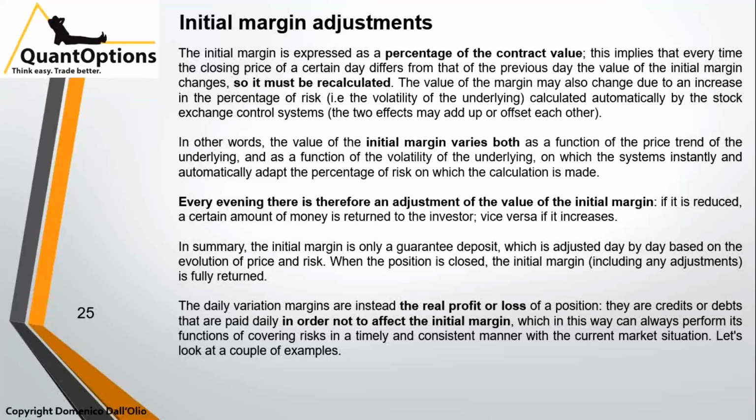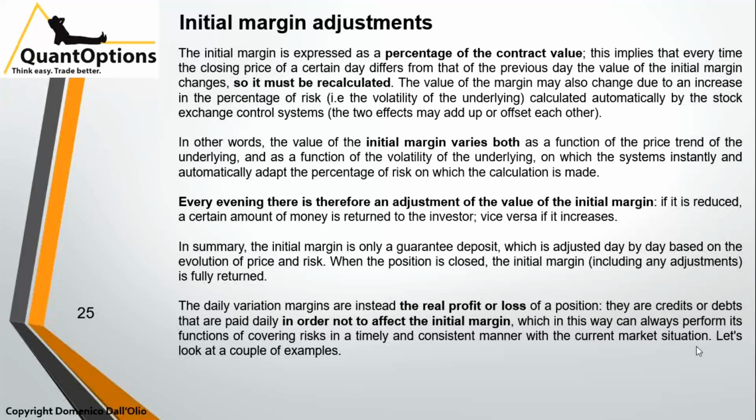On the other hand, you have a long position in the futures, the price of the underlying drops, the volatility increases, the reduction in the price of the underlying would lead to a reduction in the initial margin, but the increase in the volatility leads to a higher initial margin. So once again, the two effects offset each other. In other words, the value of the initial margin varies both as a function of the price trend of the underlying and as a function of the volatility of the underlying, on which the systems instantly and automatically adapt the percentage of risk on which the calculation is made.